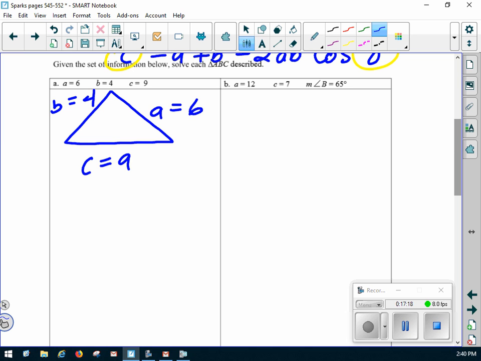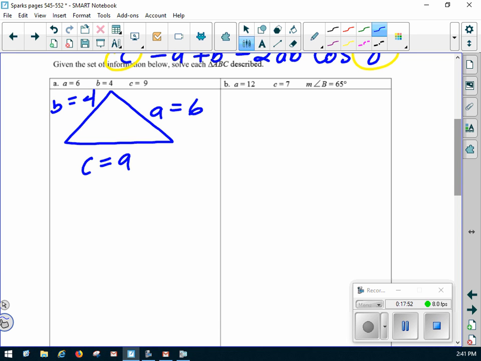Why can't I use law of sines? Because I don't know any angles. So you think, well, which of those three law of cosines do I use? You need to pick what angle you want to go after first. I'm going to use law of cosines once to find an angle, once to find another angle. But once I know two, then I can do 180 minus and get the third one.